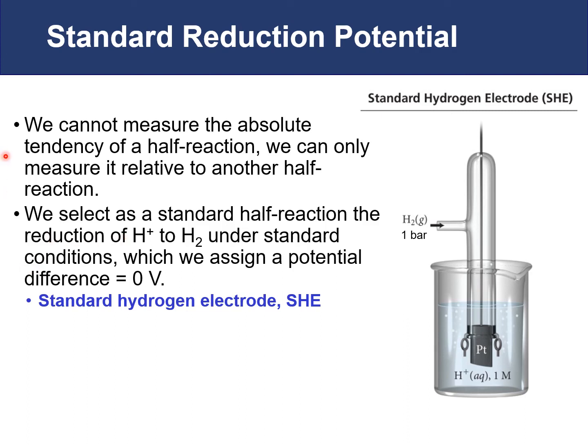So we can't actually measure the absolute tendency of a half reaction. We can only measure it relative to other half reactions. So the reference half reaction is this standard hydrogen electrode. We select as the standard reference electrode the reduction of H plus to H2 under standard conditions, and we set the value for that potential difference to be 0 volts. Again, we will be calling this the standard hydrogen electrode.